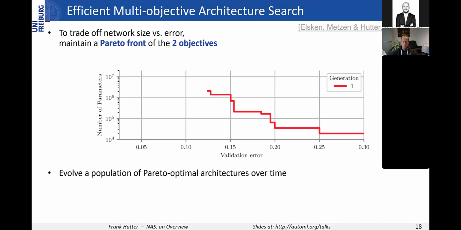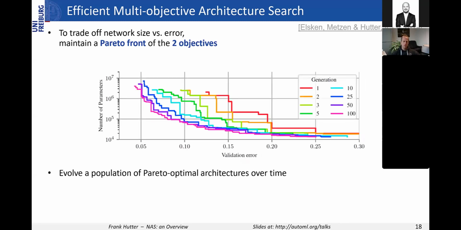So we started with some set of architectures that gives you this Pareto front. So there was an architecture here and there and there and there and so on. And here there's a number of parameters, and here's a validation error. And you want to move this to the left, reducing the validation error, and downwards, reducing the number of parameters to achieve a certain validation error.